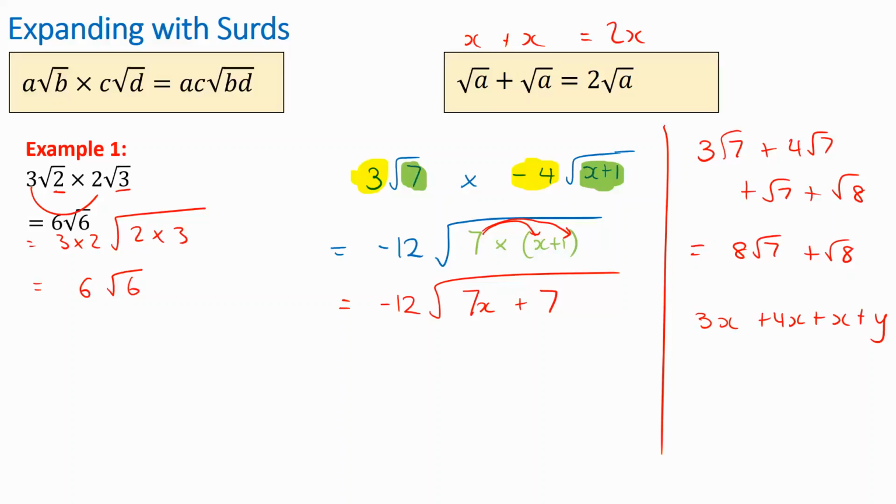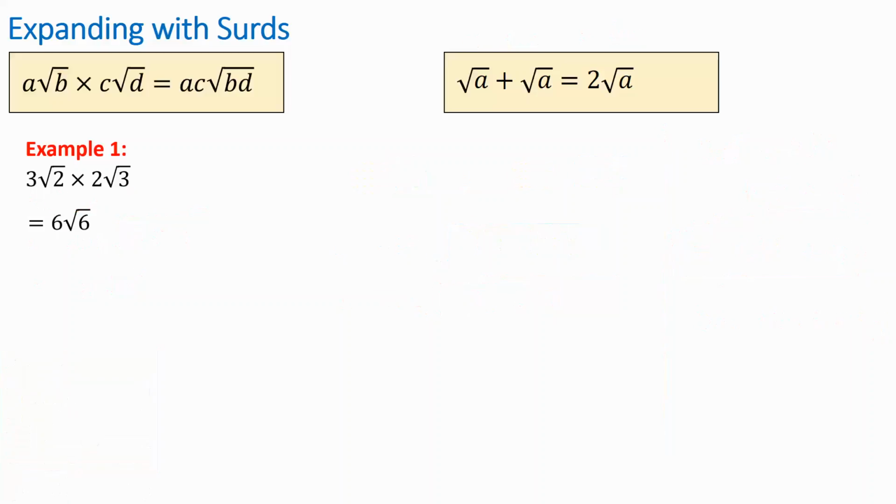I just want to make sure that is explained so that you don't make that same mistake there. Okay, so the answer should be 8 root 7 plus root 8. That's what I'm trying to say there. Okay? All right, now let's try.